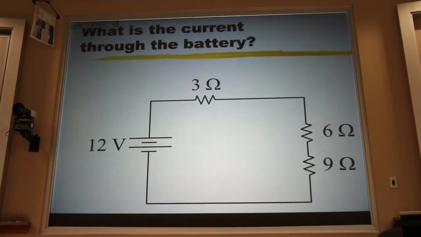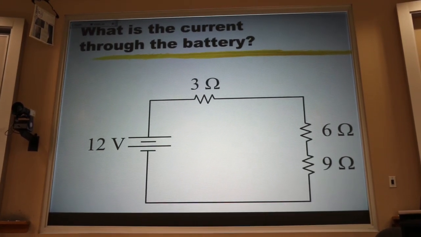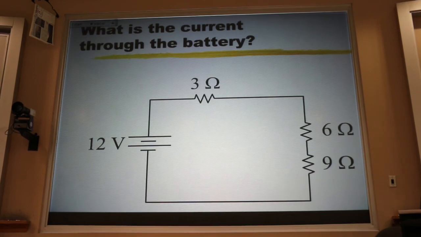0.67 is the correct answer. Let's do it together. Since those three resistors are in series, I just add them up. Fred's got to go through all three of them. And so that's a total resistance of 18 ohms.